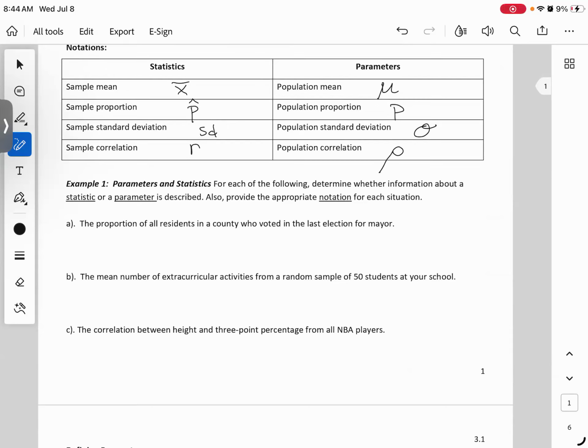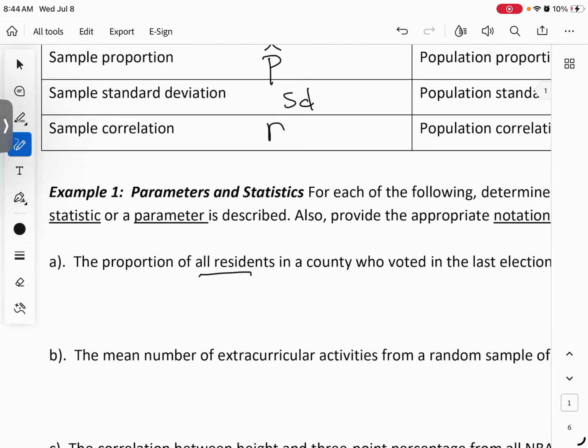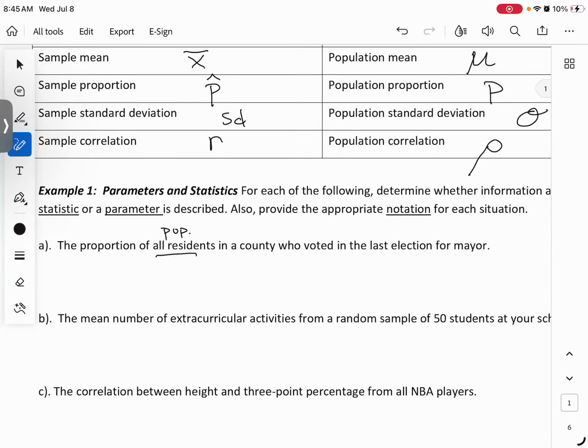Now, this example here is meant to hash out this idea of, okay, are we dealing with a population or just a sample? And that would be the indication of whether we're dealing with a parameter or a statistic. So when you look at part A, it says that they were doing a study trying to find the proportion, based off all residents in a county who voted in the last election for mayor. Since they did it based off all residents, that's a population, which would mean whatever they get from that study would be a parameter.